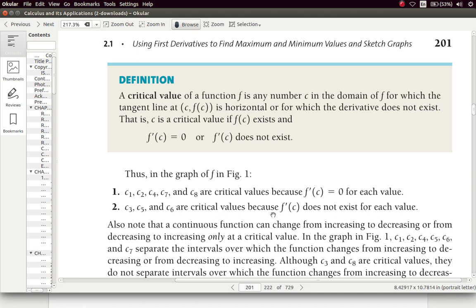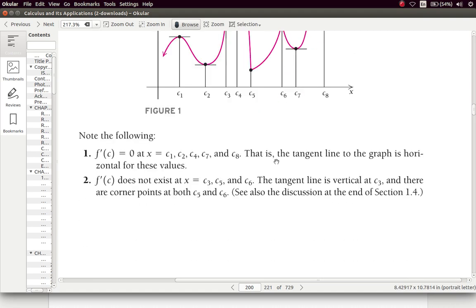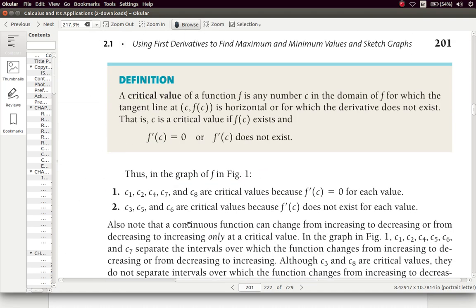C3, 5, and 6 are critical values because f prime of x does not exist for each value. C3, C5, and C6. That's where the tangent line is vertical, or there are corner points. They are critical values because f prime of x does not exist for each point.